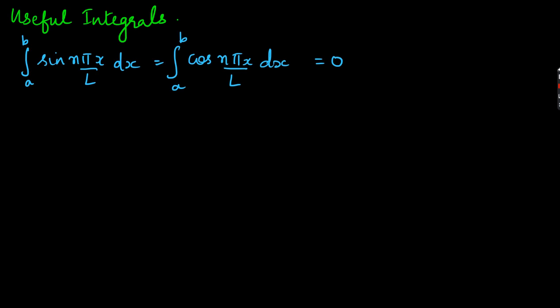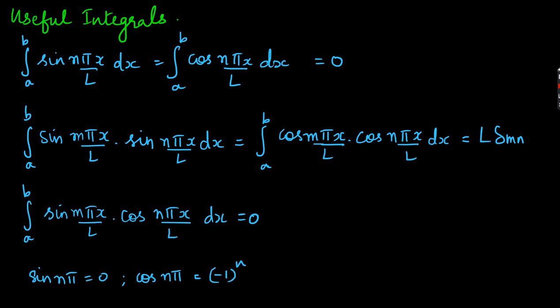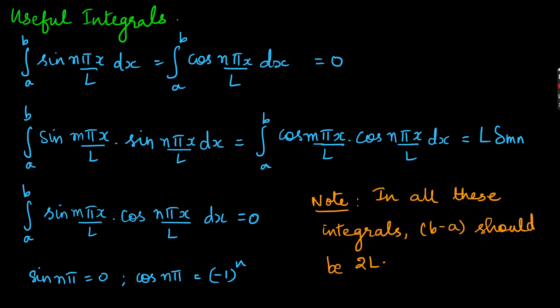So these are some of the useful integrals, which can help you in solving your sums. This is the first integral, and this is the second one. This is the third integral, and this is the fourth one. The last one will be very much useful for you in order to solve any integral problem. The important note here is that the interval, that is b minus a, upper limit minus lower limit, should be 2L. So these integrals are valid only for those upper limit and lower limit values.